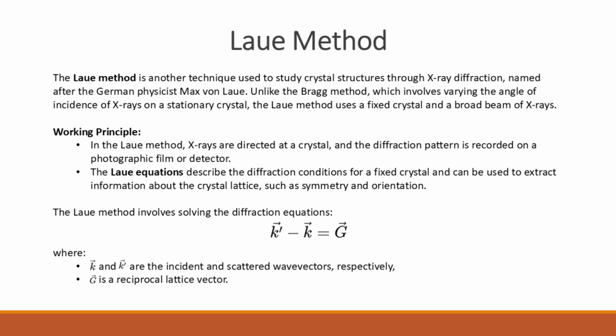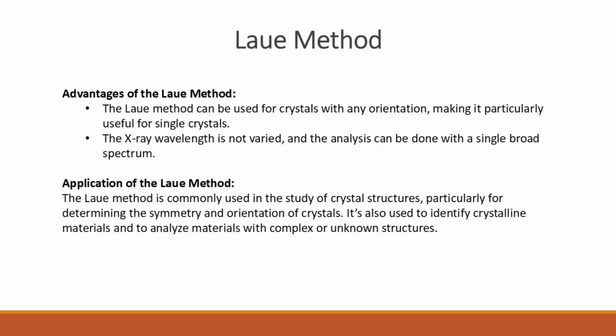The Laue equations, which involve the incident and scattered wave vectors, help determine the symmetry and orientation of the crystal lattice. The Laue method offers several advantages, making it particularly valuable for single crystals regardless of their orientation. Unlike other methods, it uses a single broad spectrum of X-rays, eliminating the need to vary the wavelength during analysis.